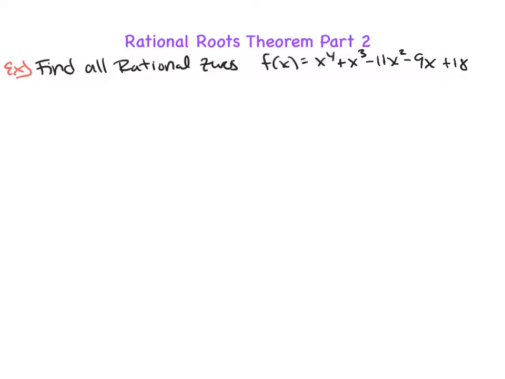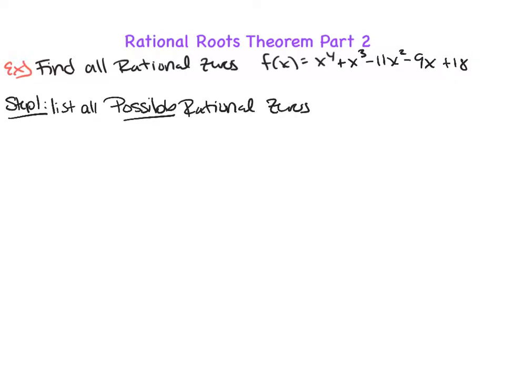Okay, so the first step to doing these, step 1, list all of your possibilities. List all your possible rational zeros. So for that, this will be the possibilities plus or minus. Remember, we want to start with all of the possible numbers that go into 18 in the numerator. So those would go up here.